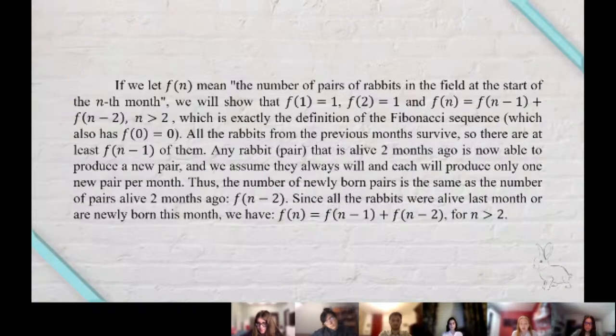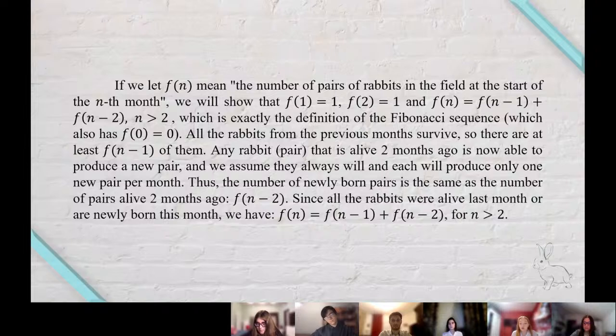If we let f of n mean the number of pairs of rabbits in the field at the start of the nth month, we will show that f of 1 is equal to 1, f of 2 is also equal to 1, and f of n is equal to f of n minus 1 plus f of n minus 2 for any n greater than 2, which is exactly the definition of the Fibonacci sequence.